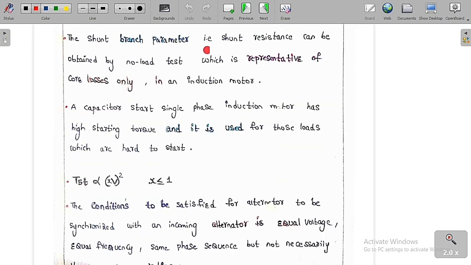The shunt branch parameter, that is the shunt resistance, can be obtained by the no load test, which is representative of the core losses only in the induction motor.